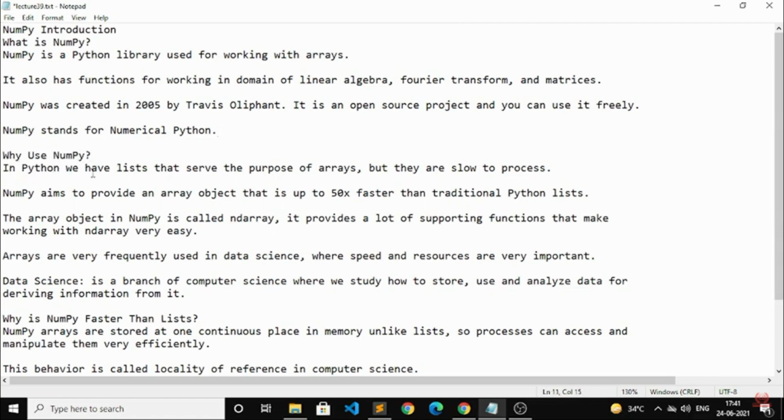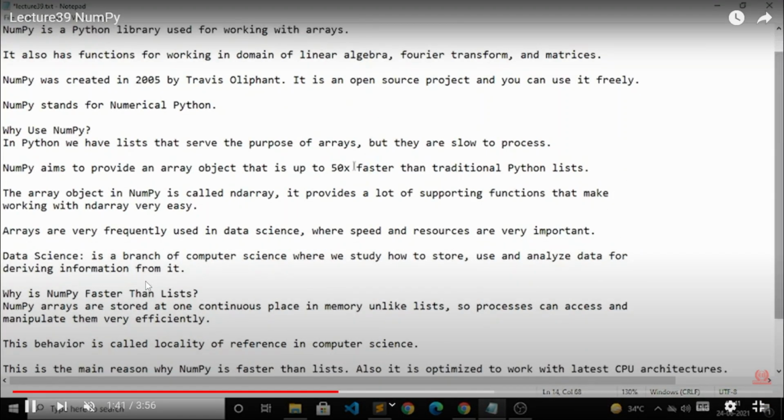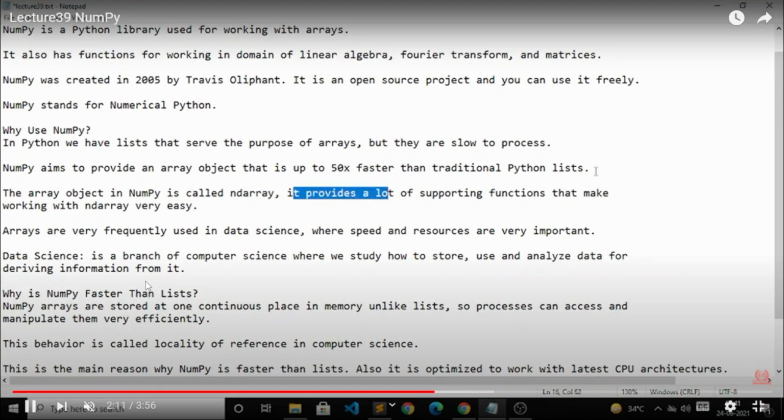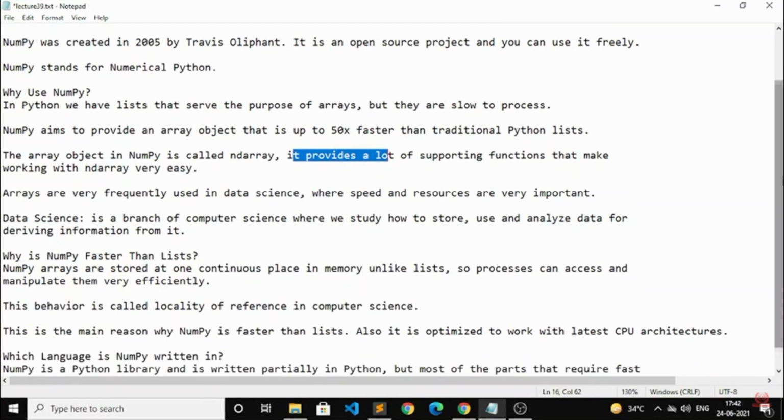In Python we have lists that serve the purpose of arrays, but they are slow to process. So NumPy aims to provide an array object that is up to 50% faster than the traditional Python list. NumPy will help you to make your array faster than it actually is. So this is how you can work with the help of NumPy.